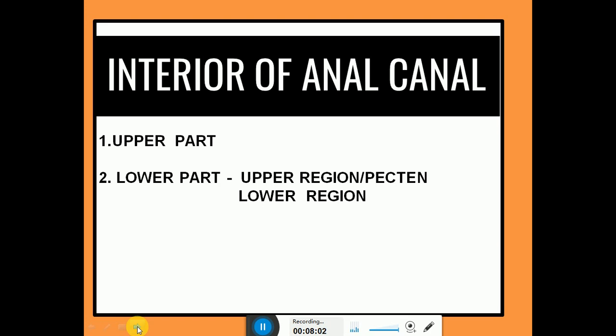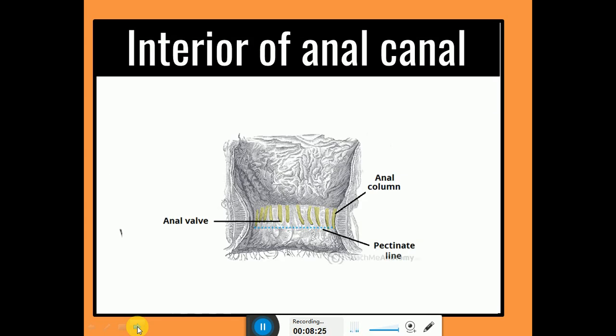Now we are moving on to the interior of anal canal. It is divided into two parts, upper part and lower part. We are going to study both in detail. Lower part is further divided into two regions, upper region and lower region. Upper region is also called pecten. So first we are going to start with upper part.